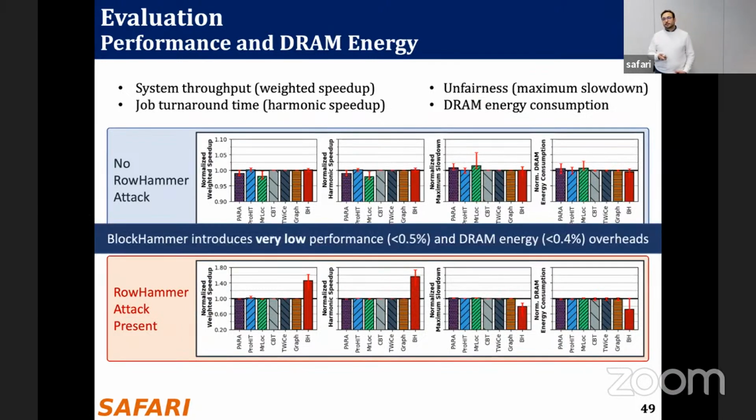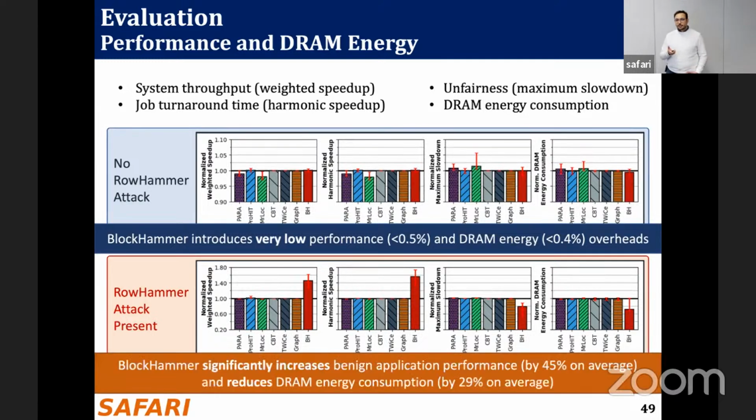And we observed that BlockHammer introduces very low performance and DRAM energy overheads, less than 1% in both cases. And when there is an attack present, BlockHammer significantly increases benign application performance by 45% on average and reduces DRAM energy consumption by around 30%, 29% on average. What was the baseline? Good question. Baseline is without any RowHammer mitigation. So there is no defense in the baseline at 1.0, and we look at the numbers relative to that. So there is no performance overhead and no energy overhead in the baseline.